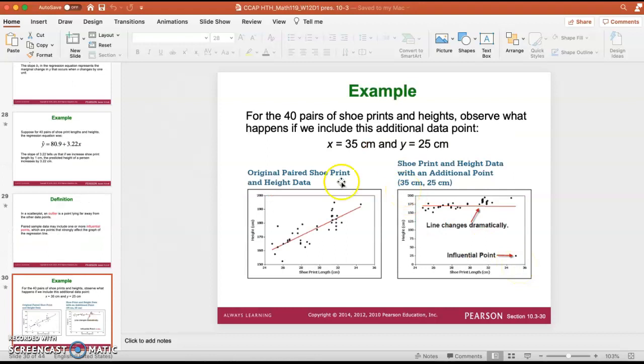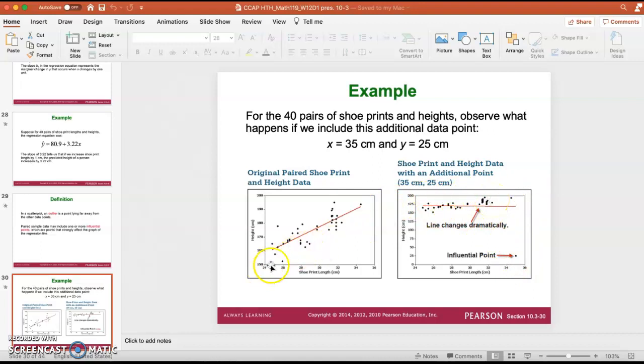And these could be some hypothetical scatter plots of the 40 pairs of shoe prints and heights mentioned before. This is the original scatter plot here, just a nice line, as if we had 40 dots here for shoe prints and heights. Now, notice what happens if we add the point 35 centimeters for a shoe print and 25 centimeters for a height. So this point down here could be considered an influential point or an outlier, because once we put that point in there, it throws off the rest of the scatter plot quite a bit.